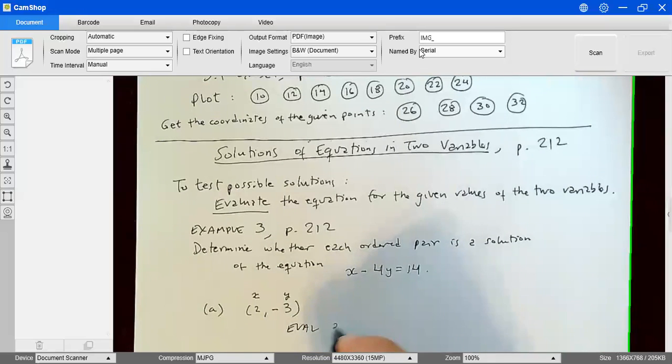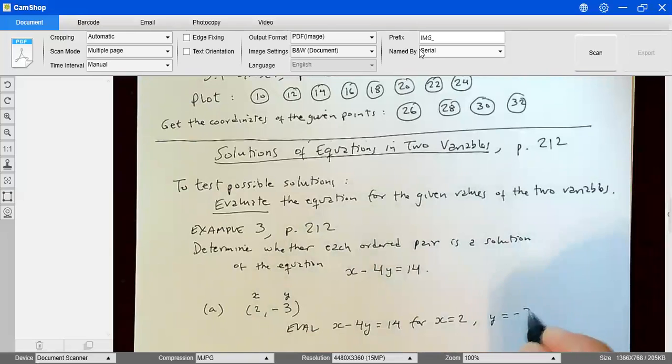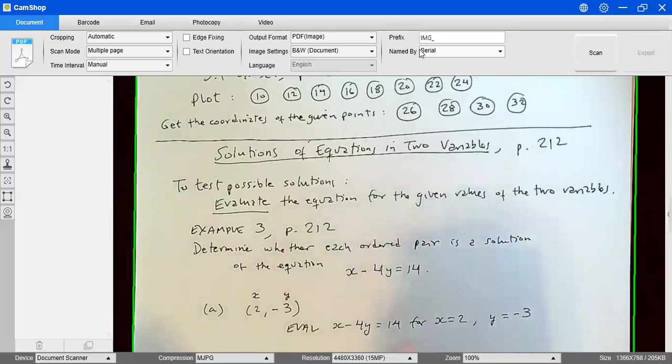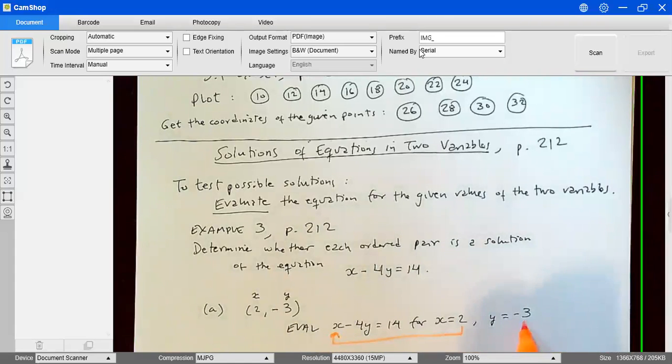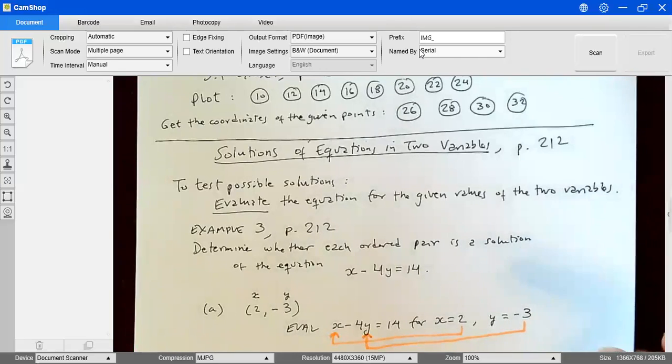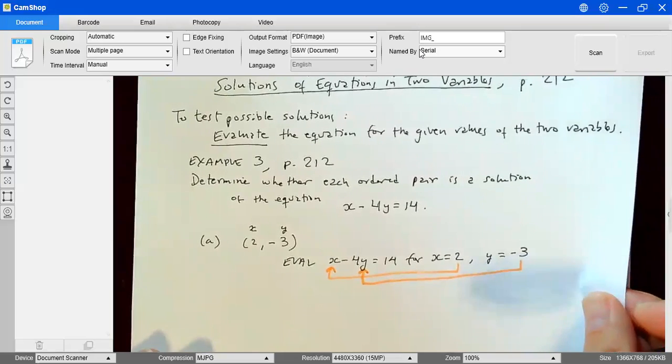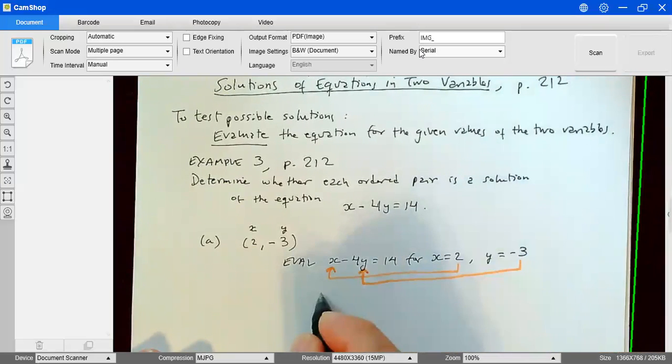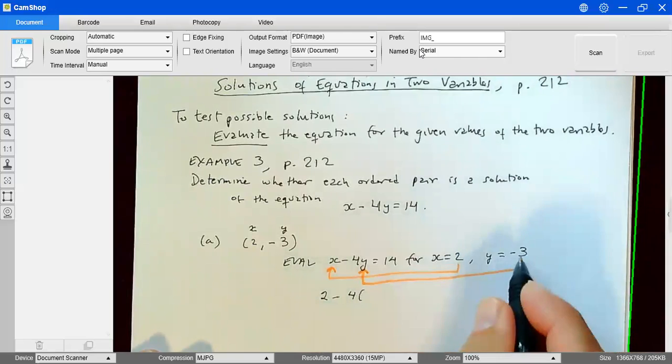So we're going to evaluate x minus 4y equals 14 for x equals 2 and y equals negative 3. So we're going to perform two substitutions. We're going to replace x with 2, and we're going to replace y with negative 3. If we get a true statement at the end, then that means that the ordered pair is a solution. So let's do that. We're going to write here 2, because x is equal to 2, minus 4 times, then y is going to be negative 3.